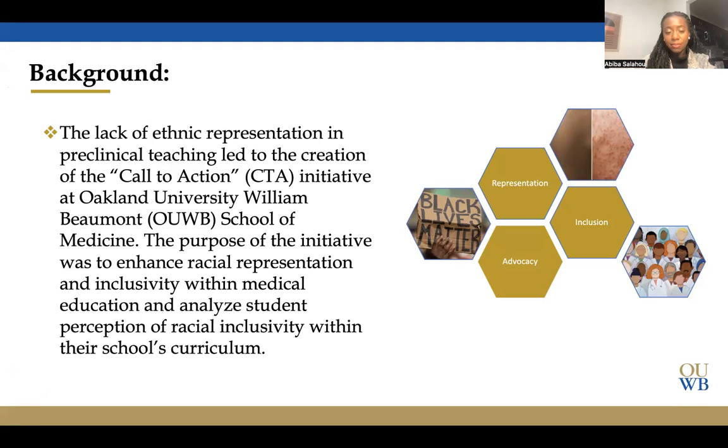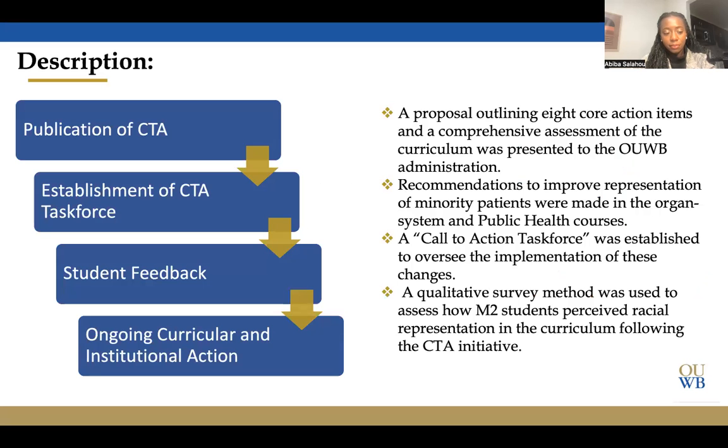The purpose of the initiative was to, one, improve racial representation within the school's curriculum, two, advocate for the inclusion of different ethnic groups within all aspects of preclinical teaching, and three, to give students a platform to share their perception of racial inclusivity within their curriculum.